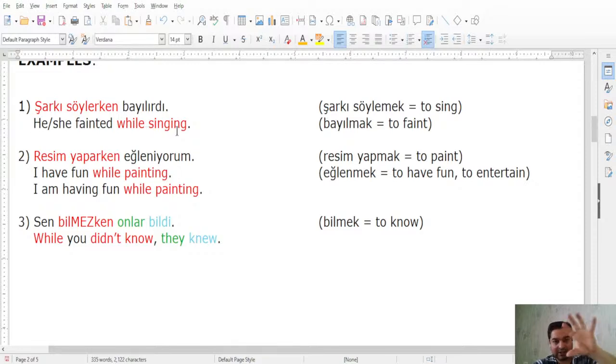But I'm just kind of cutting it out of the context. There is no context right now, but yes, it is possible. You can say it that way, but you have to work on the bayıldı part, not the previous part, not the şarkı söylerken part. It is all about the bayıldı verb.